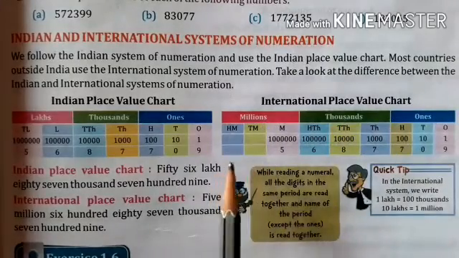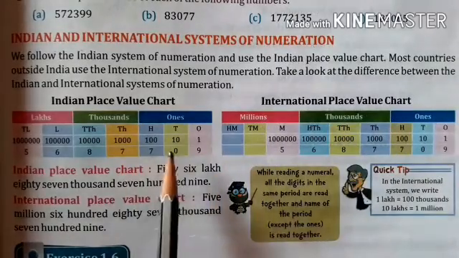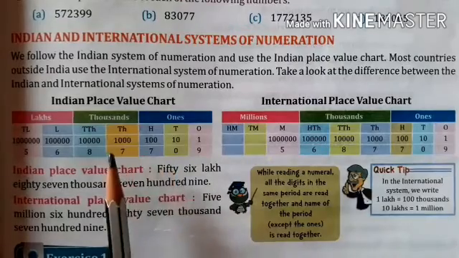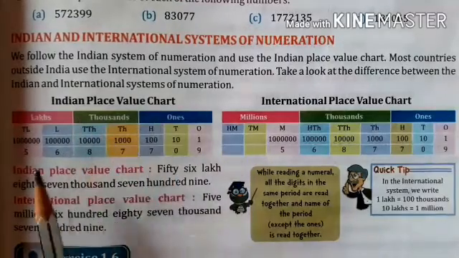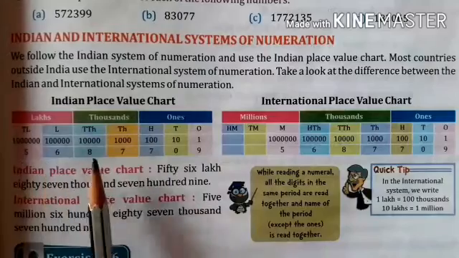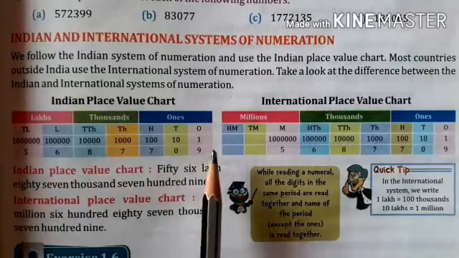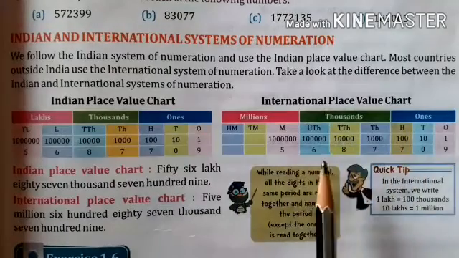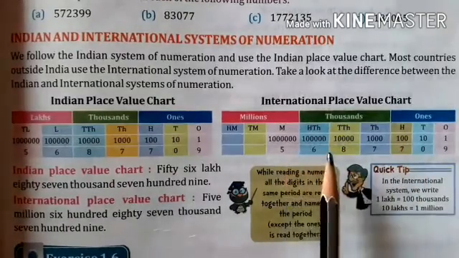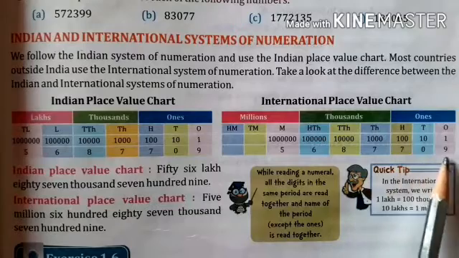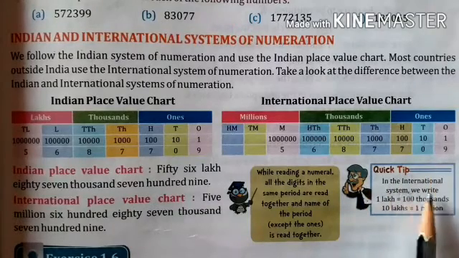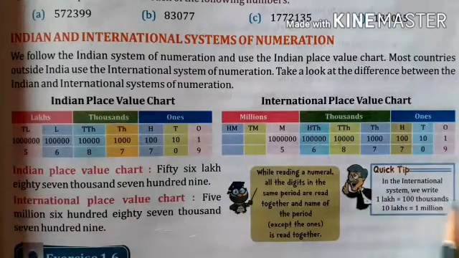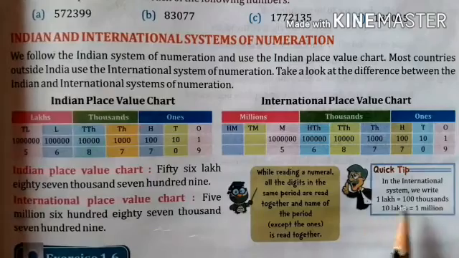Now let's see how to read and write a number according to the Indian place value chart. According to the Indian place value chart, we can read this number as 56,87,709. And according to the international place value chart, we can read this number as 5,687,709. Now look here. In the international system, 1 lakh is equal to 100,000 and 10 lakhs is equal to 1 million. So always remember this.